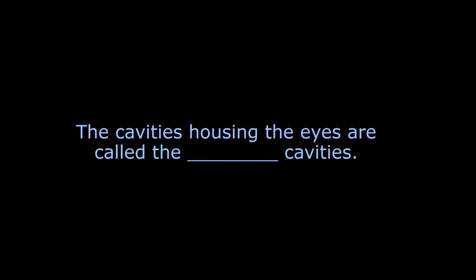The cavities housing the eyes are called the blank. Now you might jump to optic right away, but remember we made a distinction between the actual eyes being optic and the sockets. The eye sockets in the skull where the eyes fit is what this is looking for. And those are cranial. Nope, that's not it. Nasal, that has to do with the nose. That's not it. Pleural, that's a lung term. Orbital, there we go. Orbital is the only one that makes sense here. And it is correct.